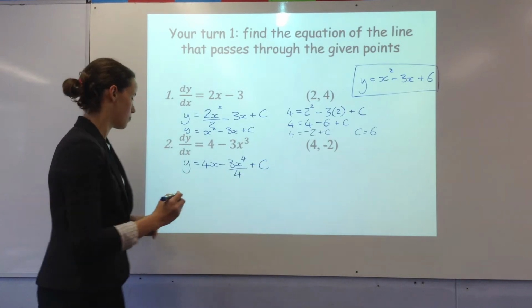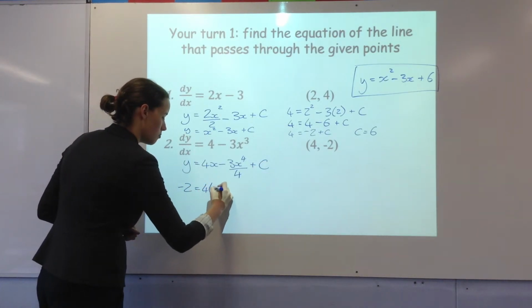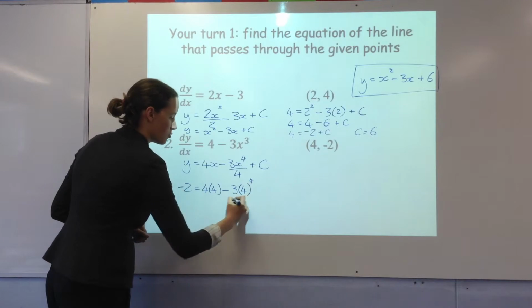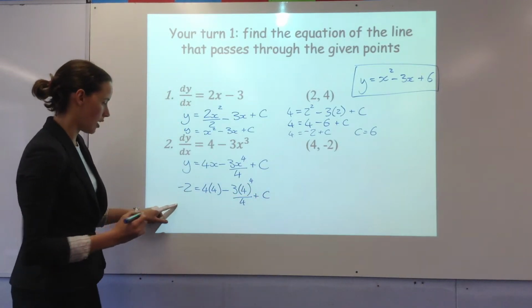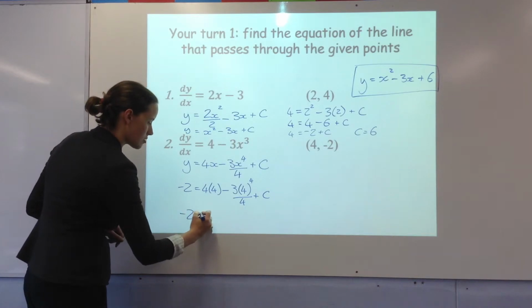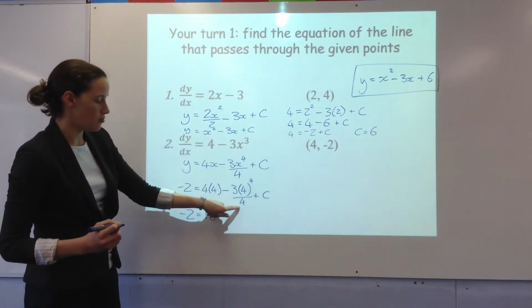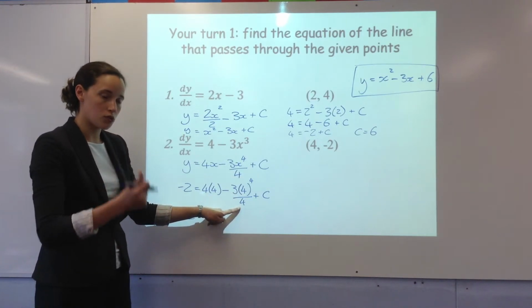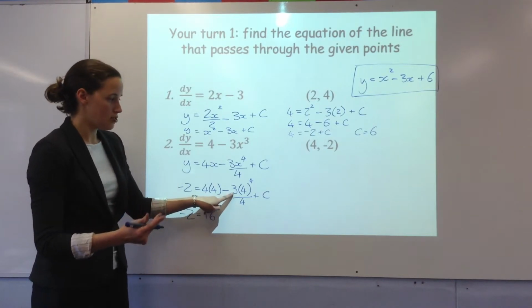is negative 2. So we have negative 2 is equal to 4 multiplied by 4 minus 3, 4 to the power of 4 divided by 4 plus c. Okay, so we've still got negative 2 on that side is equal to 16. Now, 4 to the power of 4 but divided by 4, that's going to be the same as 4 to the power of 3. 4 times 4 is 16, times that by 4 again is 64. So I still need to do 64 times 3.